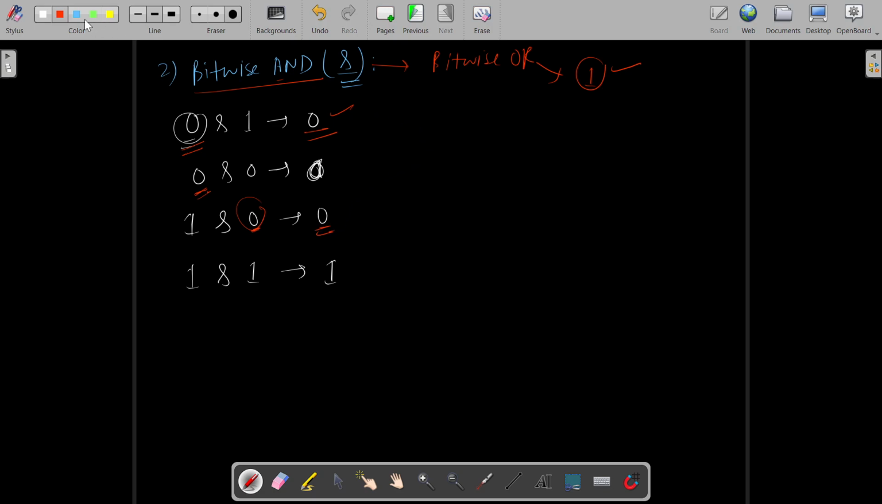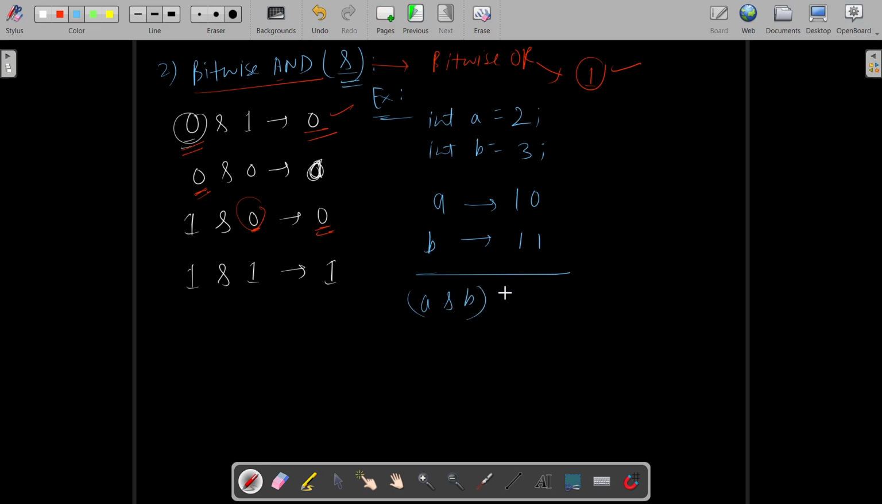Now let's see by taking an example. Let's take the same example: int a is equal to 2. Let's say we declare another variable b which has the value 3. Now if we try to find the bitwise AND, 2 can be represented in binary this way, and b can be represented in this way. Now if we try to find a bitwise AND b, what do we get?